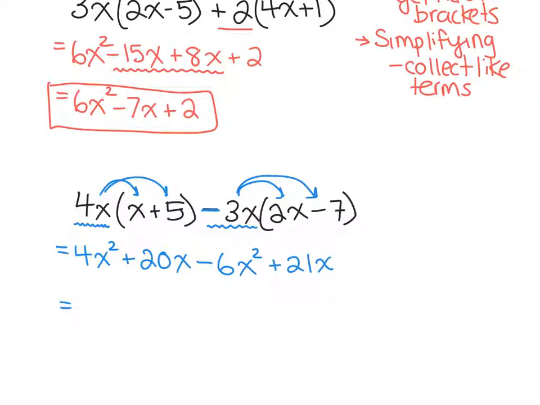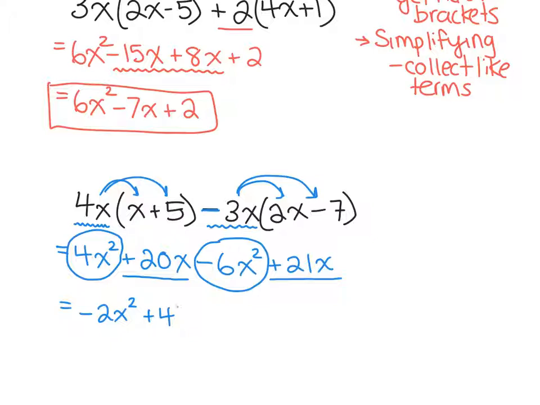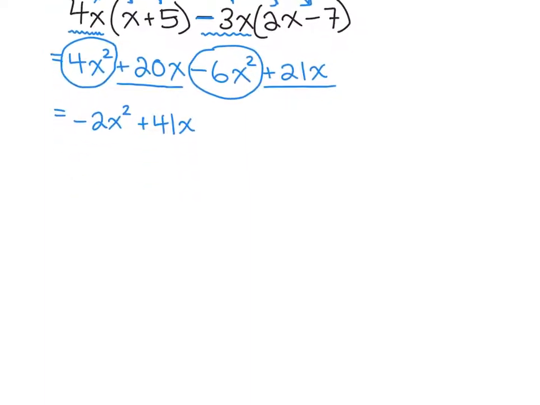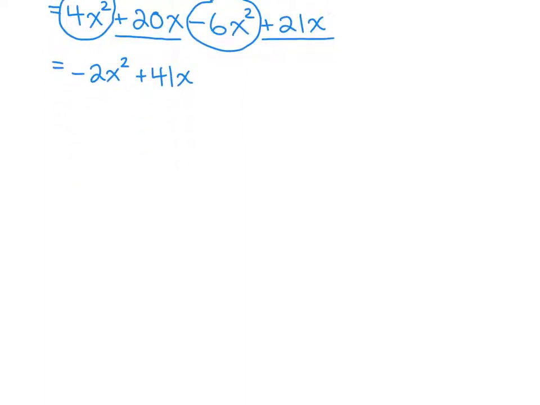And now we're going to move to the simplifying step, which means we're going to collect our like terms. So I've got a 4x squared and a minus 6x squared, which will give me a negative 2x squared. Here I have a positive 20x and a positive 21x, which will give me positive 41x. And that's where we'd stop, because there's nothing else that we can expand or simplify there. It's totally simplified. And they'll usually look like the ones you see, but they could look like anything.